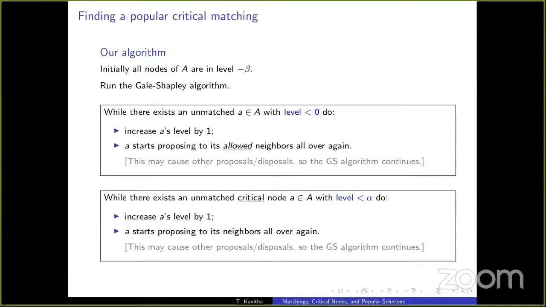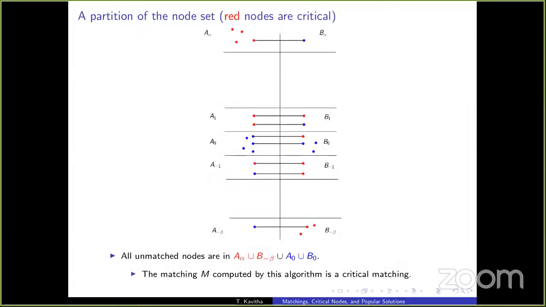At the end of the first while loop, if there are still unmatched nodes in A, the unmatched critical nodes can promote themselves even higher. They can move to positive levels. And now they can propose to all their neighbors, critical and non-critical. So the Gale-Shapley algorithm continues. So at the end of the algorithm, we have a partition of the node set as shown here. This partition is determined by the level of the nodes at the end of the algorithm.